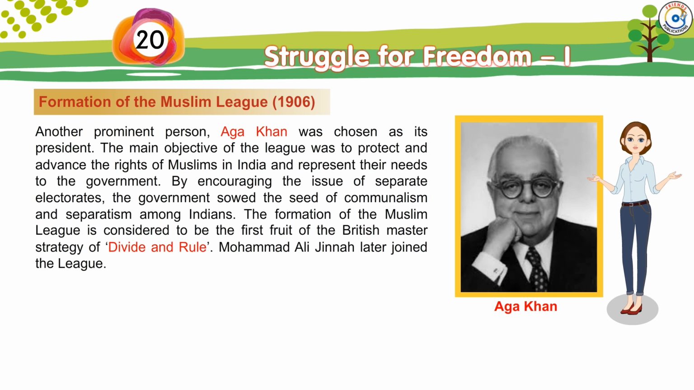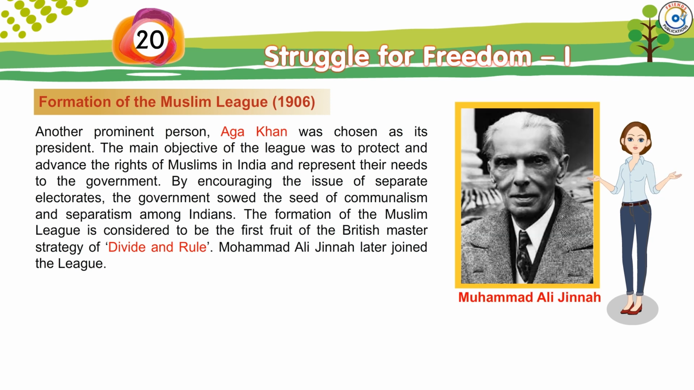The main objective of the League was to protect and advance the rights of Muslims in India and represent their needs to the government. By encouraging the issue of separate electorates, the government sowed the seed of communalism and separatism among Indians. The formation of Muslim League is considered to be the first fruit of the British master strategy of divide and rule. Muhammad Ali Jinnah later joined the League.